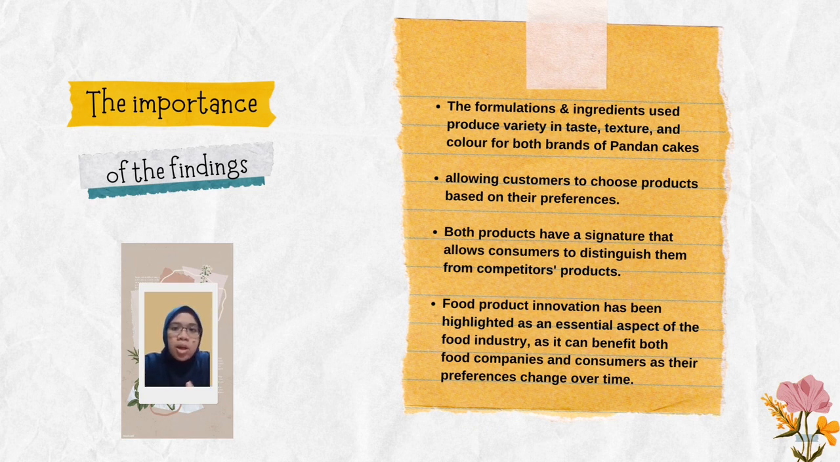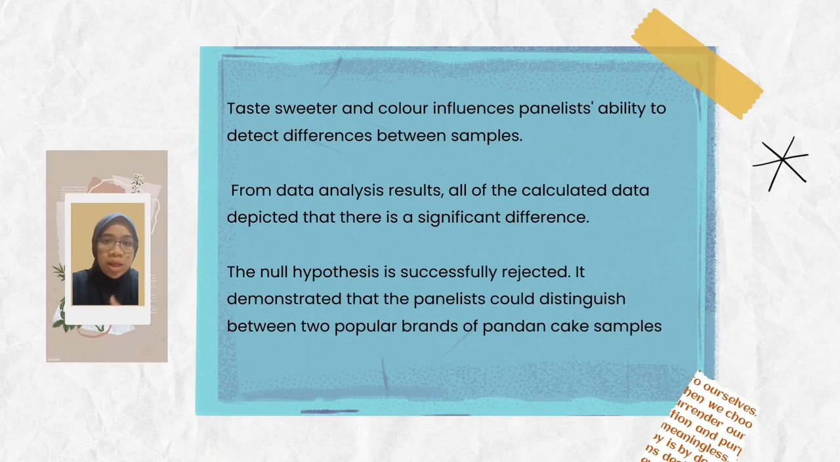The formulation and ingredients used produce variety and differences in taste, texture and color for both brands, allowing customers to choose products based on their preference. As a result, we can say food product innovation has been highlighted in the food industry, as it can benefit both food companies and consumers as their preferences change over time. From all that has been stated, we can say Apollo and Oriental have their own formulation and taste. Therefore, in this test, we can conclude that taste and color influence panelists' ability to detect differences between samples.